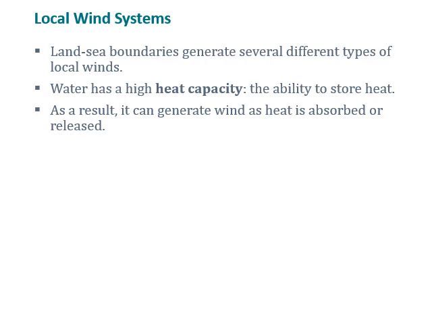Finally, we'll discuss local wind systems, which are influenced by land and sea boundaries that generate several different types of local winds. Water has a high heat capacity, which is the ability to store heat, and the difference between the heat capacity of water and land produces some unique local weather patterns. This is because wind can be generated as heat is absorbed or released from different locations.